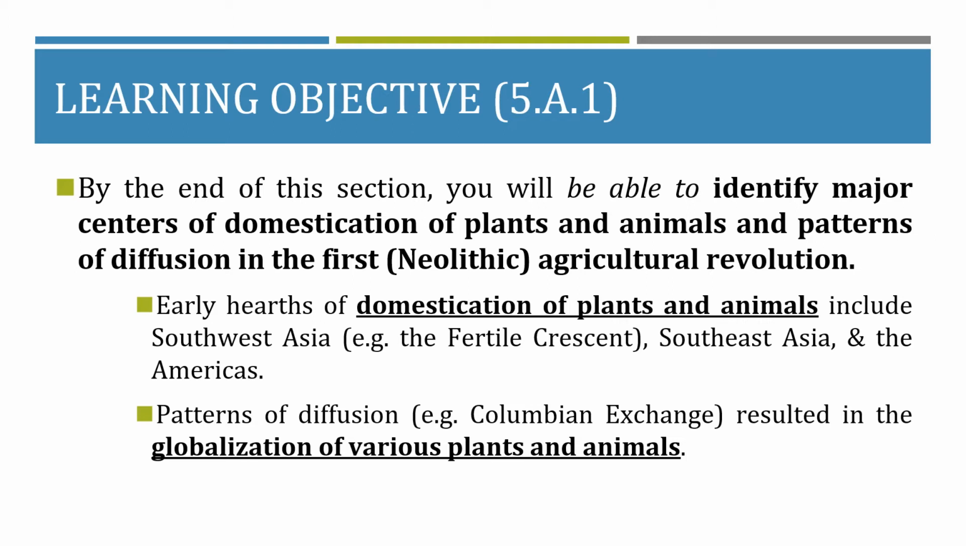By the end of this section, you'll be able to identify major centers of domestication of plants and animals and patterns of diffusion in the first agricultural revolution, which is also known as the Neolithic Revolution. These early hearths of domestication of plants and animals include the most important, which is Southwest Asia, known as the Fertile Crescent or the Middle East, Southeast Asia, and the Americas. We're also going to learn how patterns of diffusion resulted in the globalization of various plants and animals.